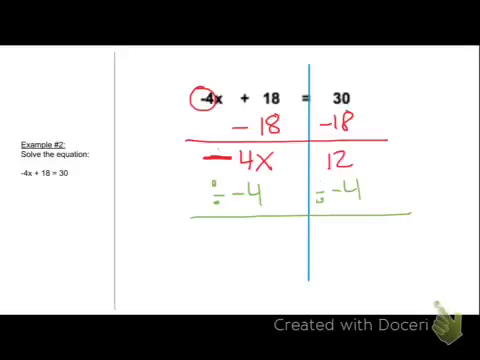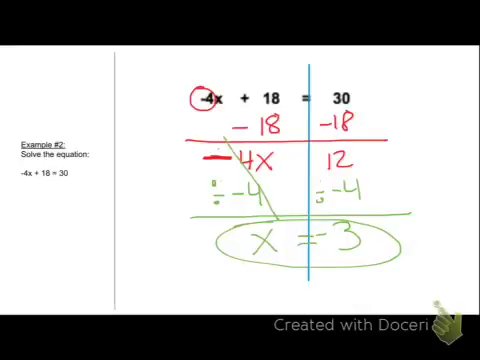12 divided by negative 4 is negative 3, because a positive divided by a negative is a negative. And negative 4x divided by negative 4 leaves me with just x. So my solution is that x equals negative 3. So I'm going to go back up here and I'm going to put in negative 3. So negative 4 times negative 3 plus 18. Negative 4 times negative 3 is positive 12 because a negative times a negative is positive. And 12 plus 18 is 30. And that is exactly what we wanted. So the answer checks out.